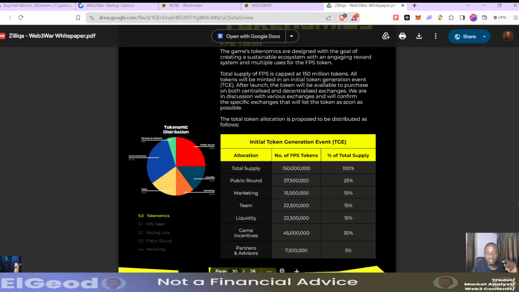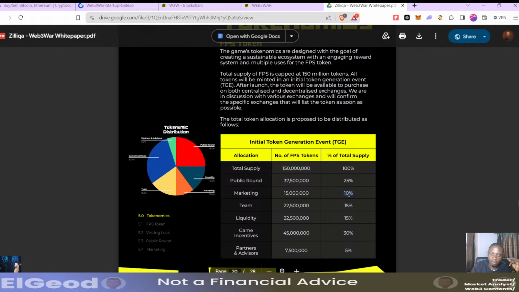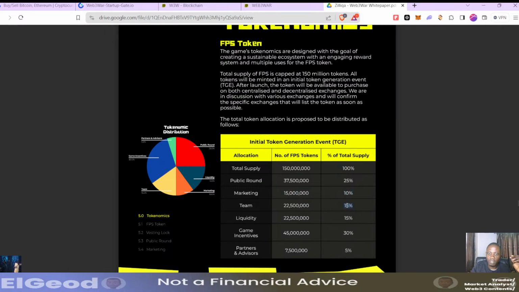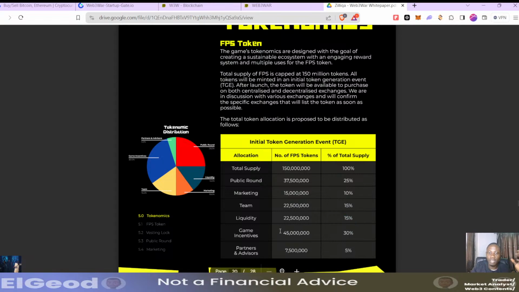I always am eager to know. So I guess this is it. The total supply is 150 million tokens, quite little, not that much. And 25% of these tokens go for public round. 10% goes for marketing. 15% belongs to the team. 10% is used for liquidity. 30% is for gaming incentives.